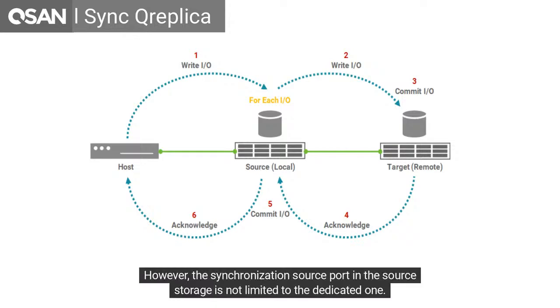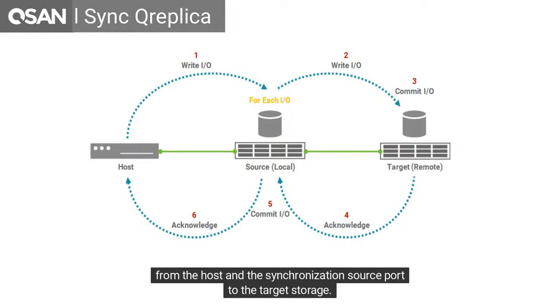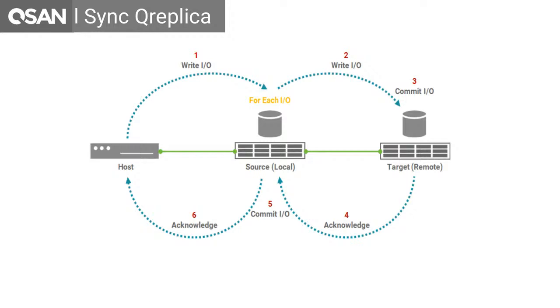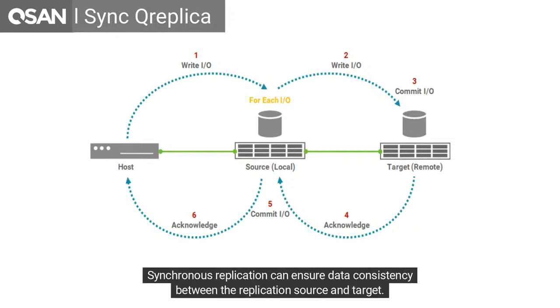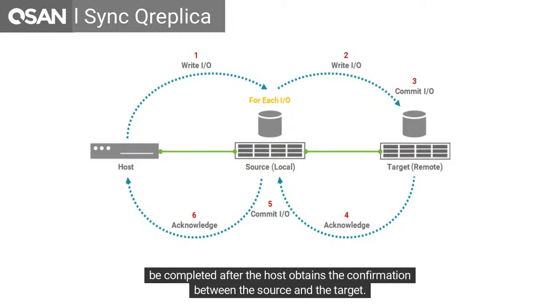However, the synchronization source port in the source storage is not limited to the dedicated one. In order to balance replication traffic, it is still recommended to separate the port of incoming data from the host and the synchronization source port to the target storage. Synchronous replication can ensure data consistency between the replication source and target. This can be achieved by ensuring that every write I/O requested from the applications on the host will be completed after the host obtains the confirmation between the source and the target.